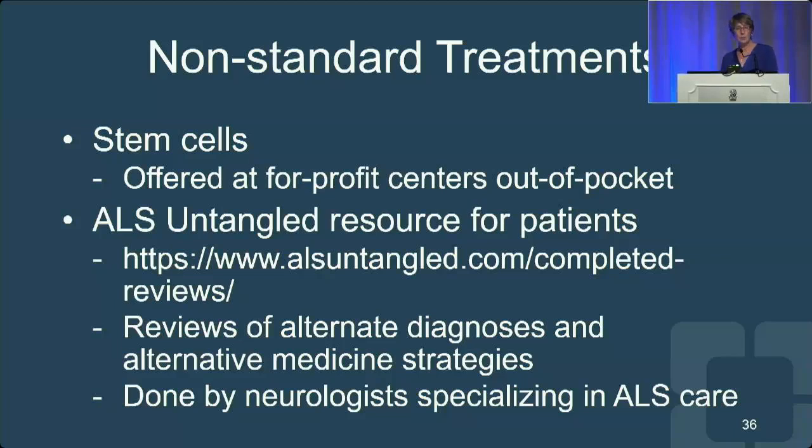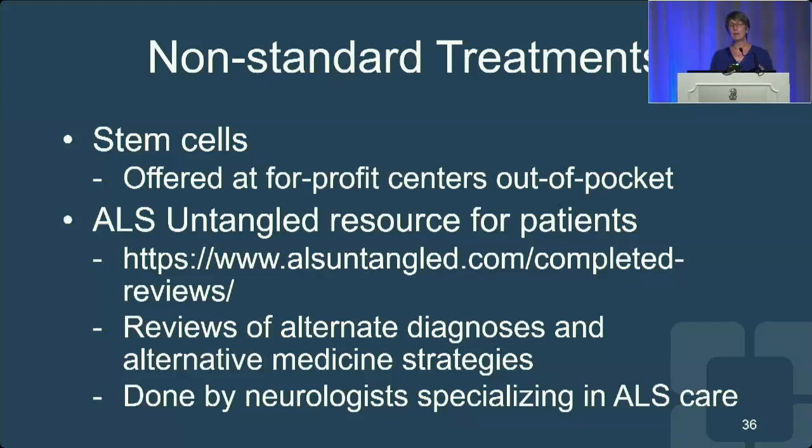Another resource for people who are very interested in non-standard therapies is a group called ALS Untangled. This is a group of ALS providers who will take suggestions from patients and do reviews of a bunch of different things. They have reviews on B12. They have reviews on other vitamin regimens. They have reviews on bee venom. They have healing therapy by a specific doctor. There are all kinds of reviews on there. Ashwagandha's on there. There's all kinds of stuff on this website.